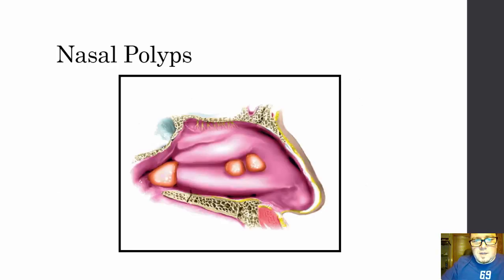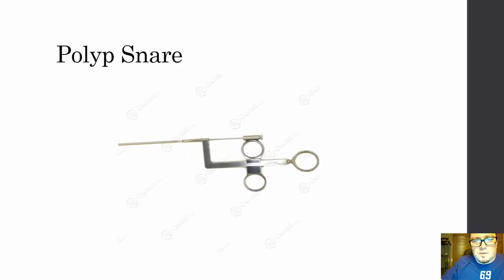That's what they look like in the sinus cavities, growing off the mucous membranes. And usually they don't have much fluid in them. They look like they do, but they don't. There's the snare for snaring them off. Sometimes they can recur if you don't get them out nicely.